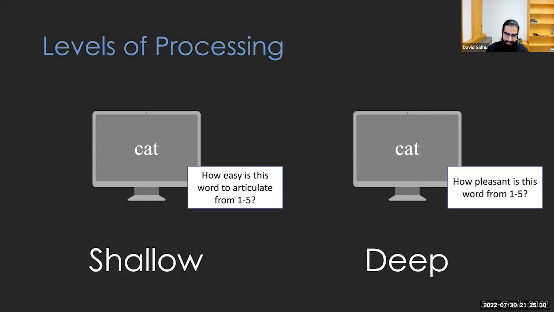The way we're going to go about testing that is with this levels of processing paradigm from the memory literature. The basic idea is that when you get people to process words, you can direct them to do it in a shallow way by directing them to focus on the form of the word. For example, thinking about how easy a word is to articulate by getting them to rate it from 1 to 5. Or you can give them a deeper task or a more semantic task, like getting them to think about how pleasant a word is, and again, rating it from 1 to 5.